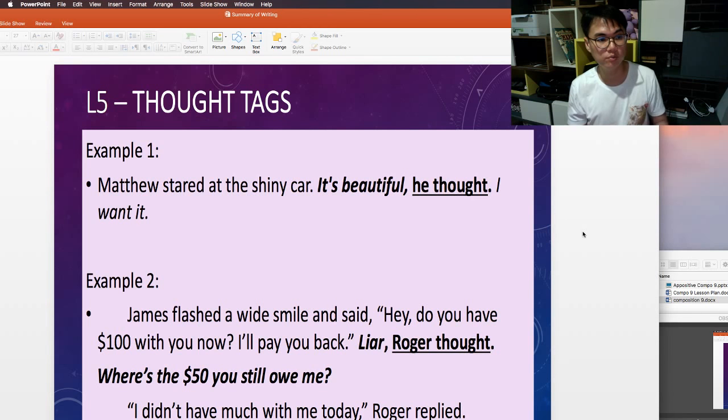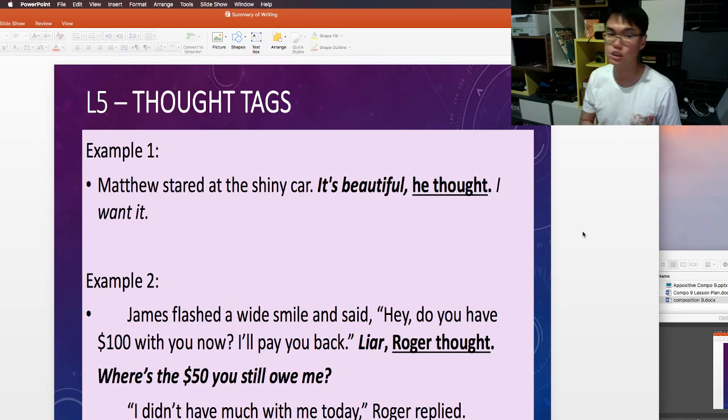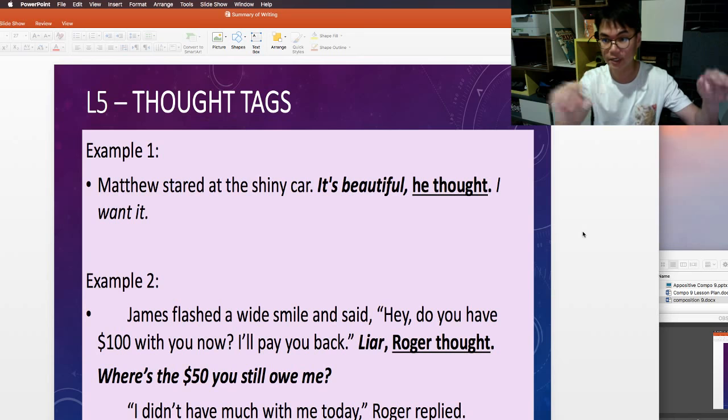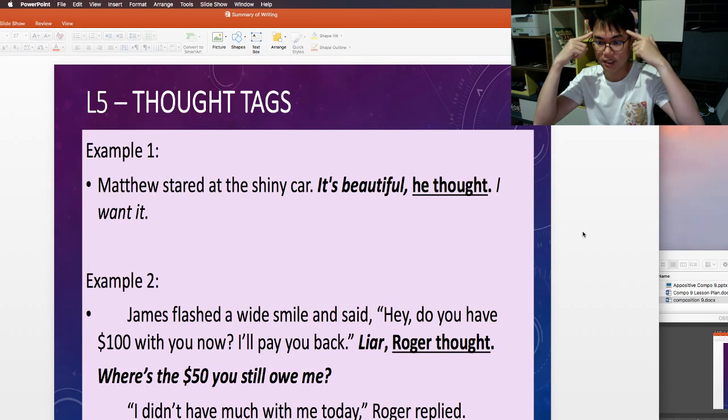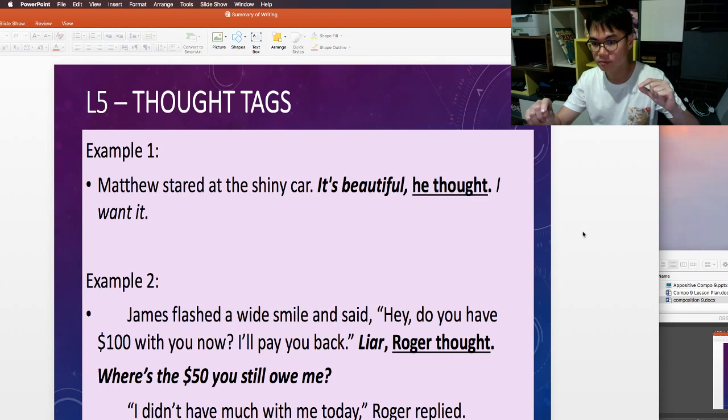So an example here would be, Matthew stared at the shiny car. Wow, it's beautiful, he thought, right? I want it. Now notice here that there is no dialogue, right? There is no open and close inverted commas. Why? Because anything that takes place in your head is not dialogue, it's a thought. So a thought can simply be written down without the open and close inverted commas, okay?